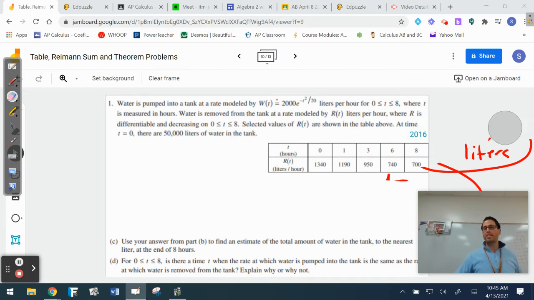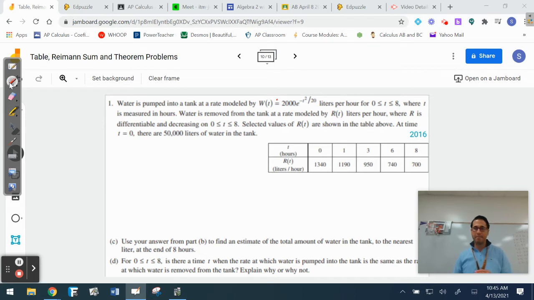Now, part D, boy, did this cause so much trouble the year this was on an AP exam. This was tough. It says, is there a time t when the rate at which water is being pumped into the tank is the same as the rate that the water is being removed? So we're both talking rates. So we want to know, is there ever a time when W of t equals R of t?